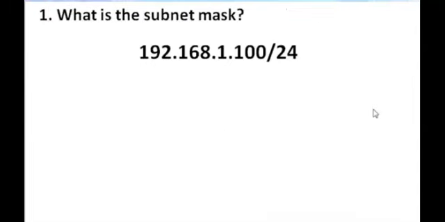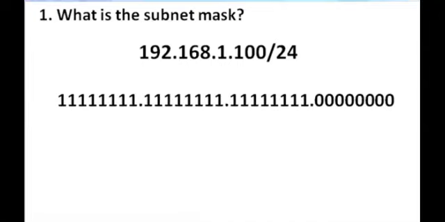We'll start with question 1. What is the subnet mask? If our IP address is 192.168.1.100/24, this is our subnet mask in slash notation. The first thing we'll need to do is convert this to binary.